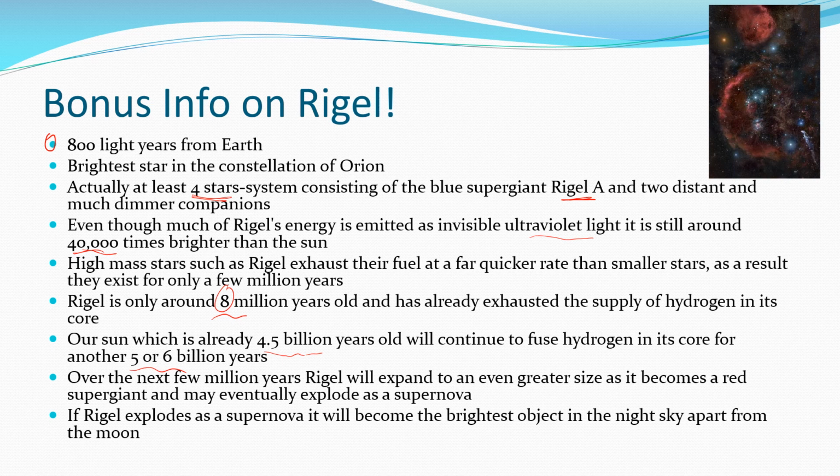When it does do that, it's going to be a very, very bright object in the sky if we're around to see it. After the moon, it would be the brightest object in the sky. Obviously, the sun is the brightest, the moon's the second brightest. It will be the next brightest.